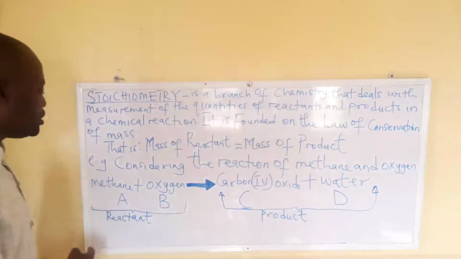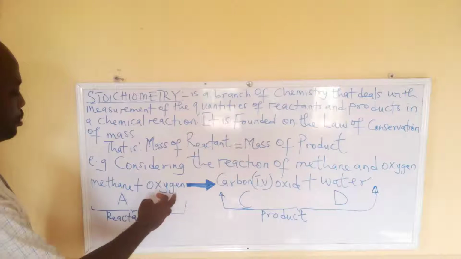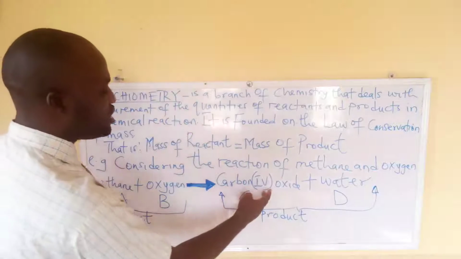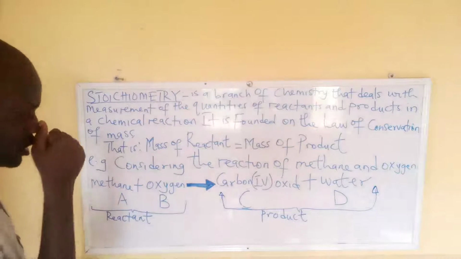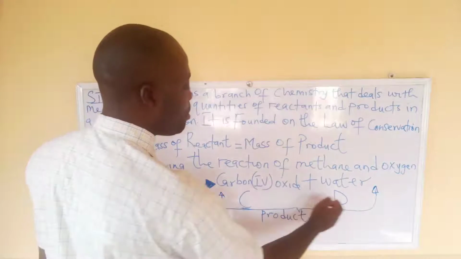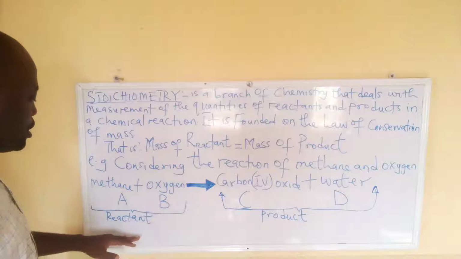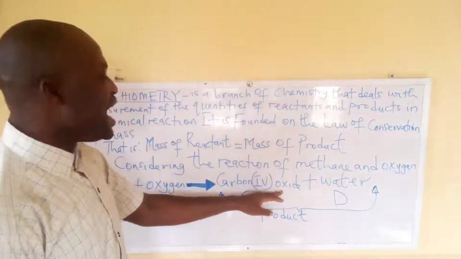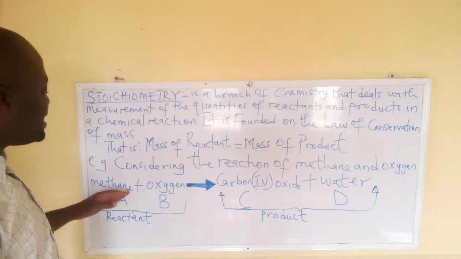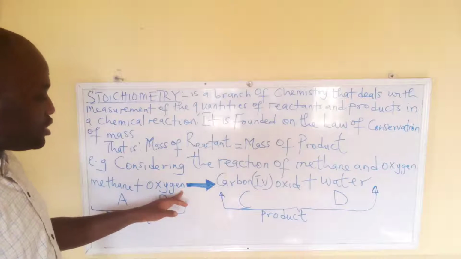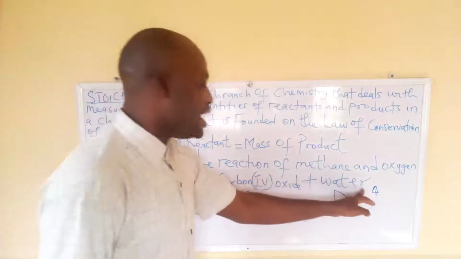And if you look at what we have on the board, we have the reaction of methane and oxygen. Methane plus oxygen to give us carbon dioxide and water. So A can represent methane, B can represent oxygen, C can represent carbon dioxide, and D can represent water. So methane and oxygen will be the reactants, then carbon dioxide and water will be the products. So we want to know what is the amount of methane that can react with oxygen to produce a certain amount of carbon dioxide and a certain amount of water.